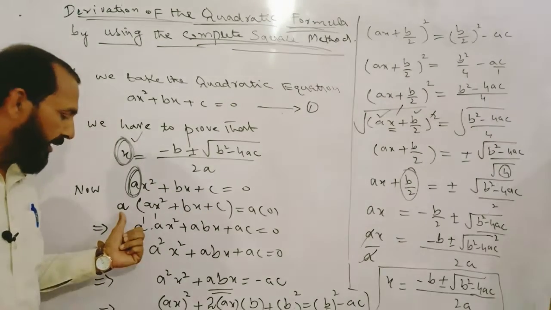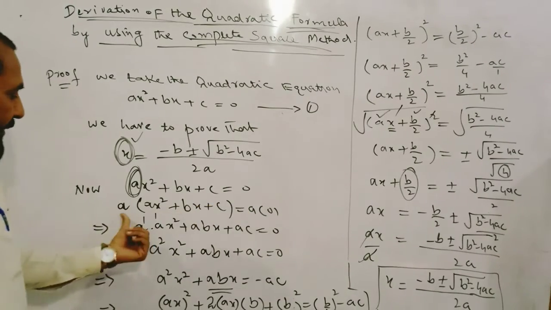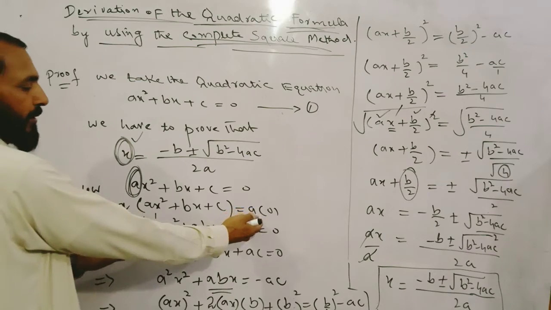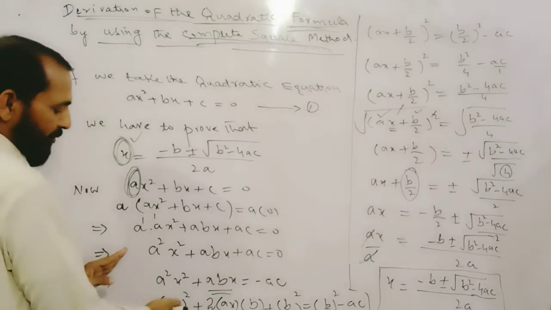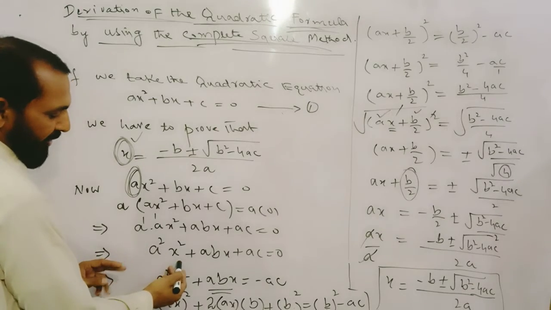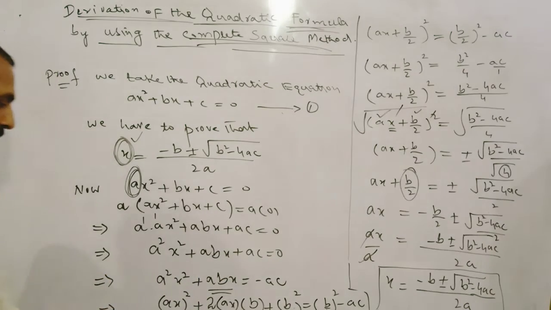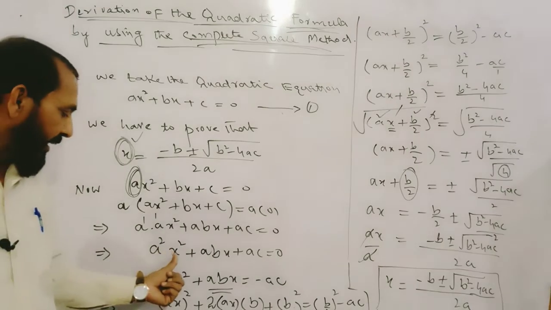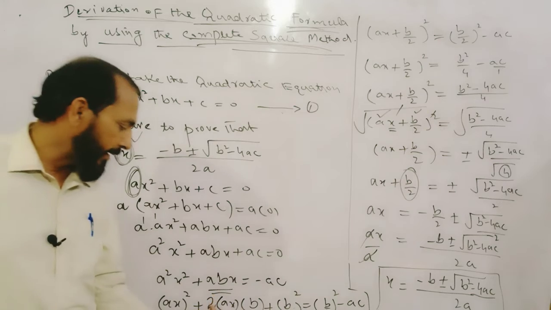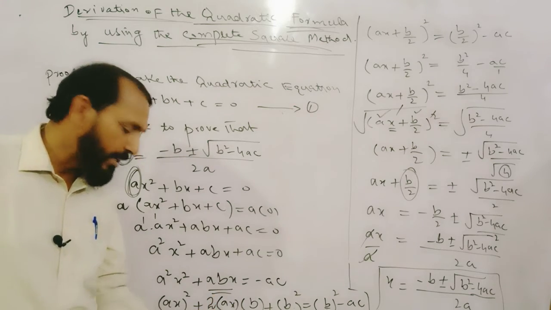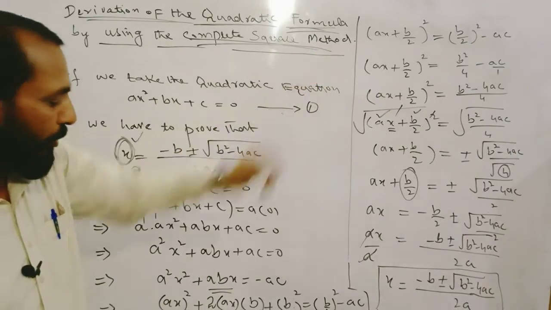So first of all, we multiply a on both sides. You can see here that a is on both sides in the form of multiplication. After multiplication, we have a square x square plus abx plus ac is equal to 0. Then a square x square in the simple form is ax whole square. Then we can find it in the form of a square.